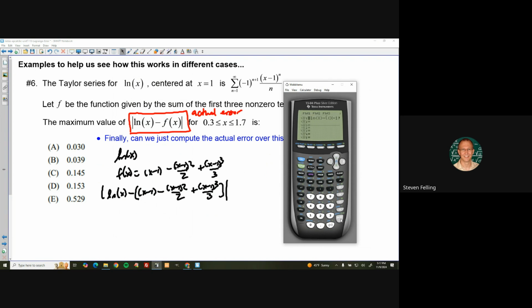Okay, if I plug that in and I evaluate that from x is 0.3 to 1.7, now I'm actually graphing the difference between the real function and the approximation. And I can see from this graph that this difference is largest at the left end. Doesn't matter if it's positive or negative, because we're taking the absolute value. So if I go second trace and a value, and I force this to be right at 0.3, the value is negative 1.4456, which would round to negative 1.45, and that is the correct answer.